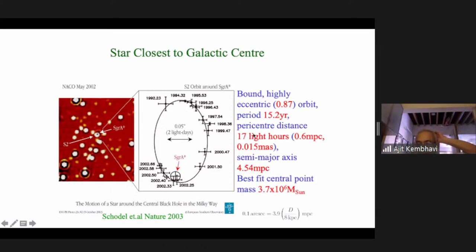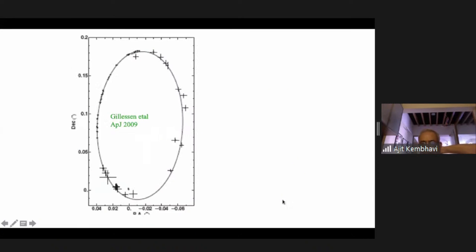And then you see that the pericenter distance is only 17 light hours. The closest distance approach to the Sun is only 17 light hours. And then the period is 15.2 years. And what is the mass of the object? The central object, which can be measured using Newton's laws, is 3.7 times 10 to the 6 solar masses. And so this is a later observation in 2009.